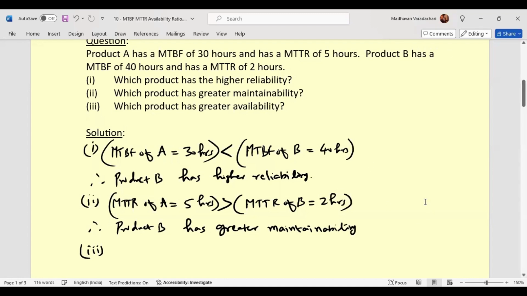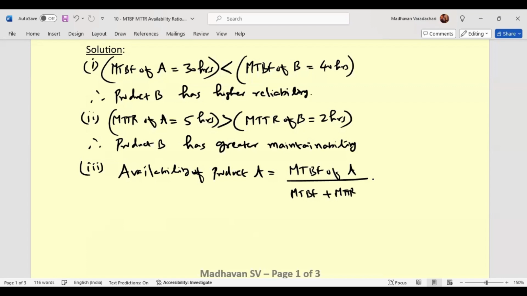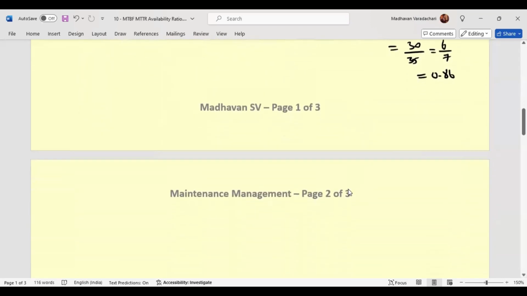Then third one, let us calculate availability of product A and availability of product B. Availability of product A is MTBF of product A divided by MTBF plus MTTR of product A. So that is 30 divided by 30 plus 5, which is 30 divided by 35. That is 6 by 7, working out to 0.86.